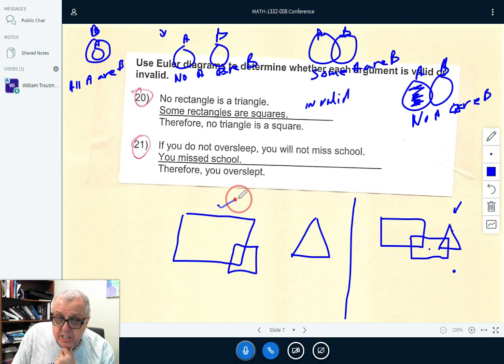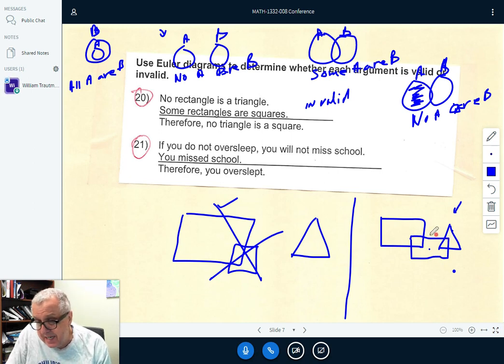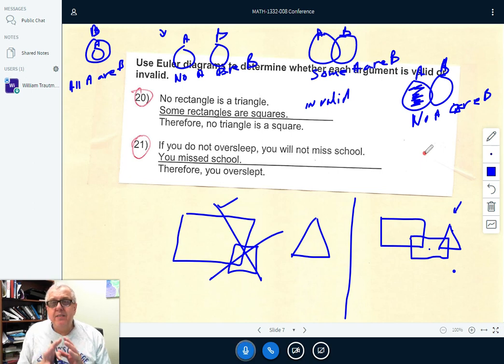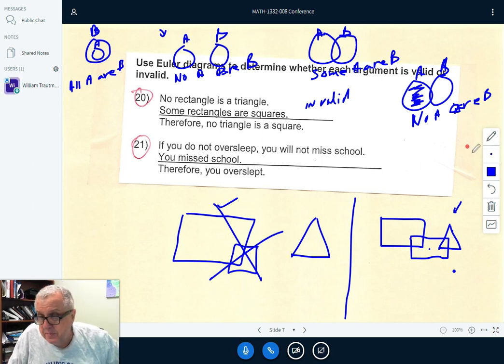So this makes it look valid. However, I can write it like this and it becomes invalid. One invalid way of drawing it makes the whole thing invalid.